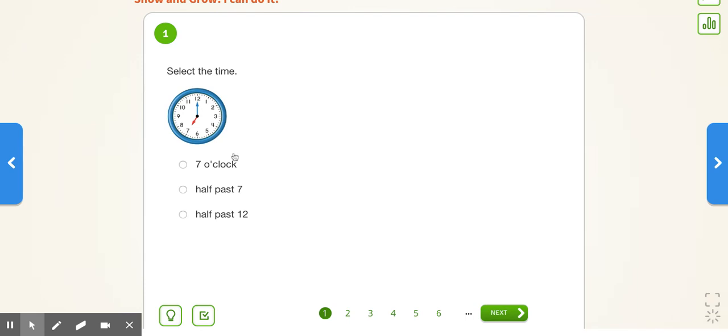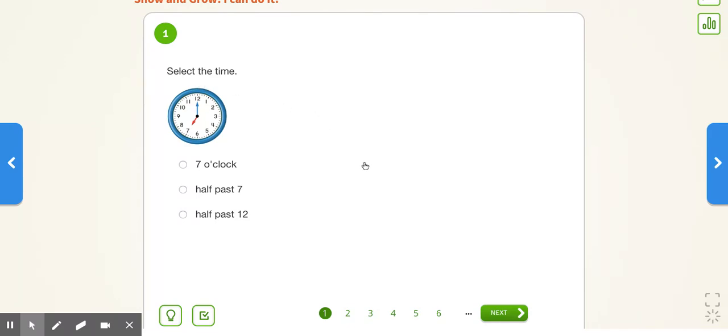All right, it says select the time. So let's look. Which hand is which? Remember, our hour hand is the shorter hand, and our minute hand is the longer hand. All right, so our hour hand is pointing at what number? Our hour hand is pointing at the 7, and our minute hand is pointing straight up at the 12.